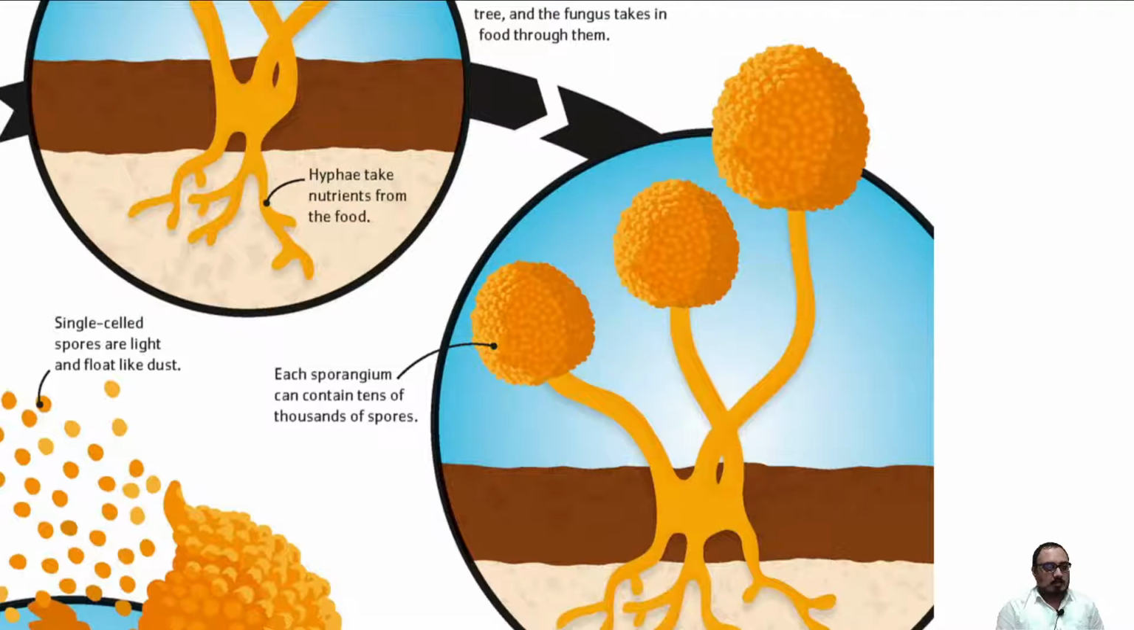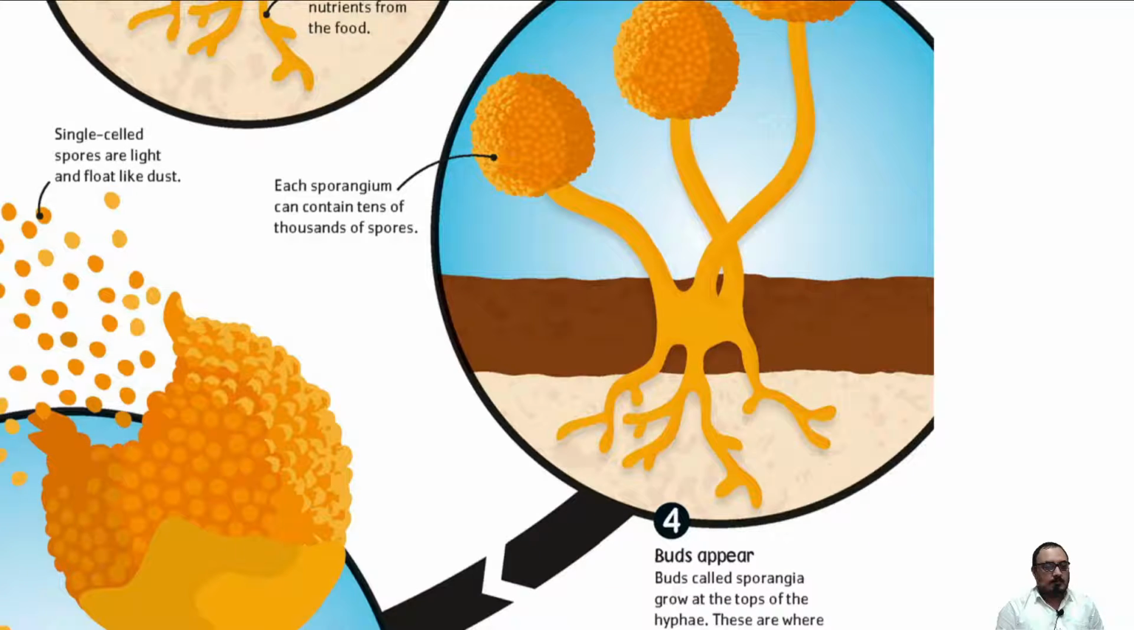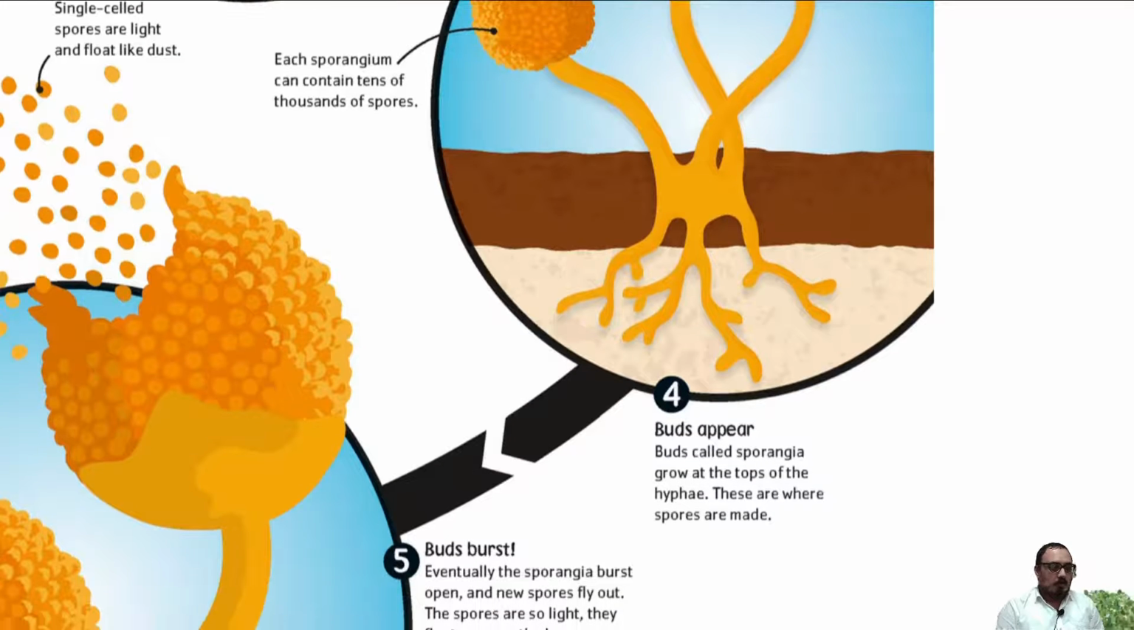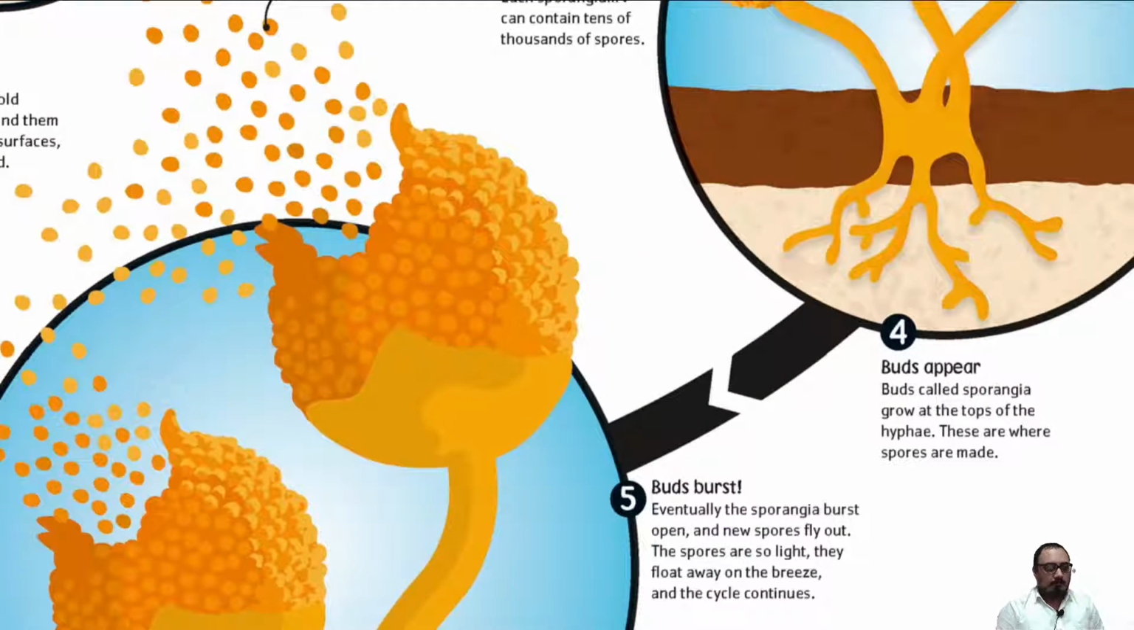Each sporangium contains thousands of spores, and in the next stage buds start appearing on the tip of the hyphae, which are generally called sporangiospores or spores, and these are where the spores are made. So now what happens at a particular period of time?